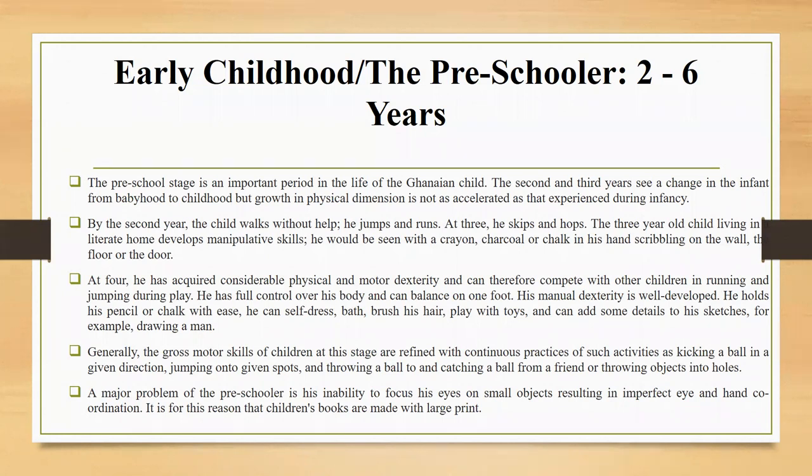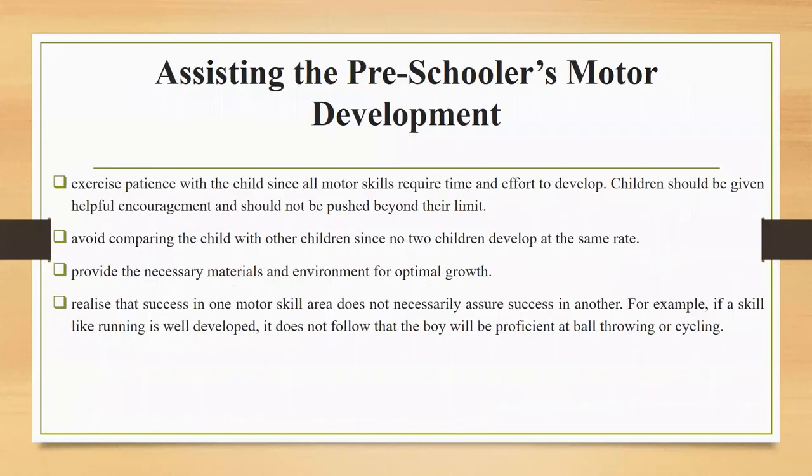Usually at age 2, they are much more with the gross motor skills. But when they are moving towards the age of 3, 4, 5 to 6, they are able to refine it and use their smaller body parts to act, especially their fingers. What do we need to do? We need to assist the preschool child's motor development. So they should exercise. Don't put the child in the classroom alone. You let the child go out there and exercise the body in order to build the muscles.